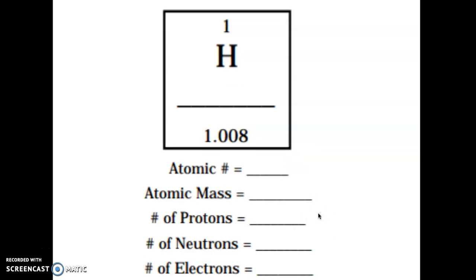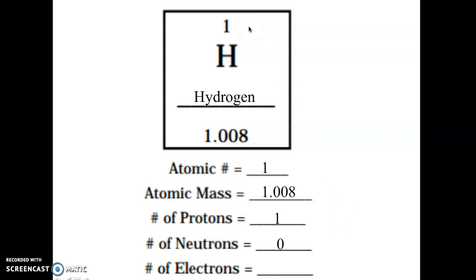Another example here, hydrogen. Hydrogen is a little bit unique. So hydrogen, our atomic number is 1. Our atomic mass, 1.008. Our number of protons, 1. Our number of neutrons, 0.